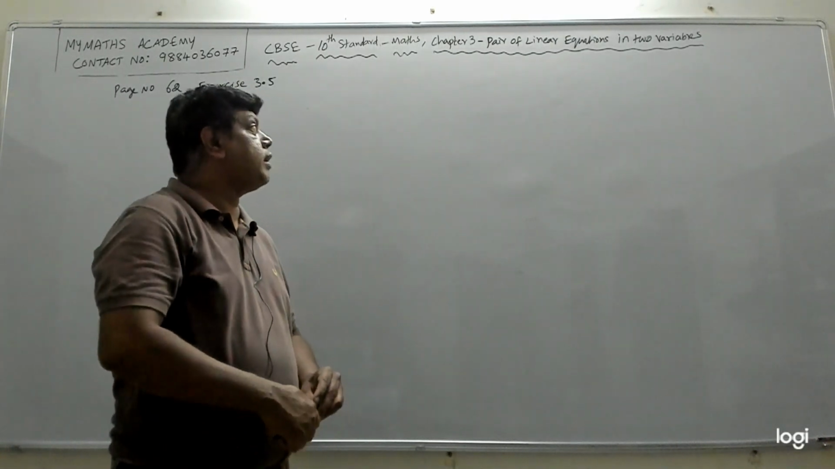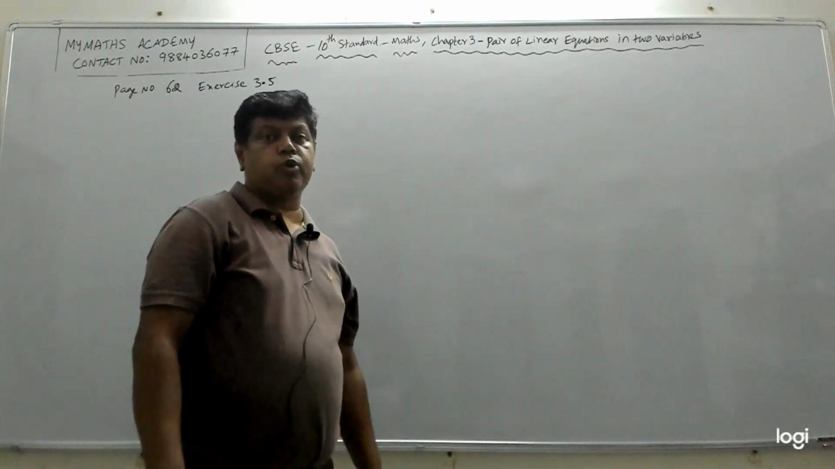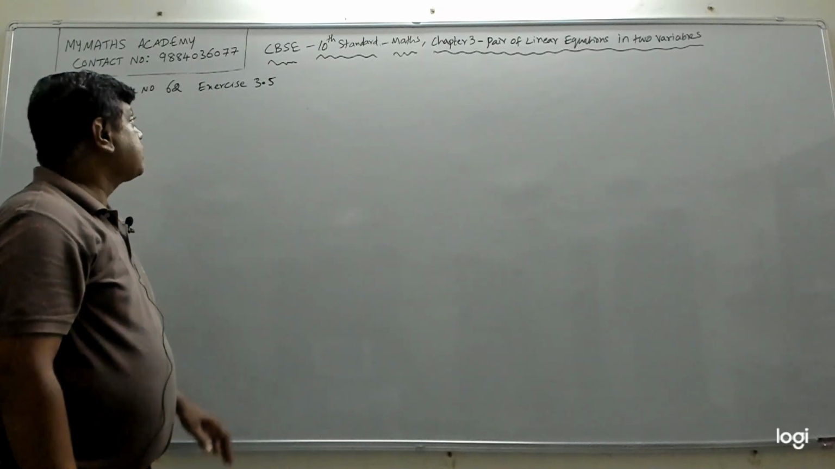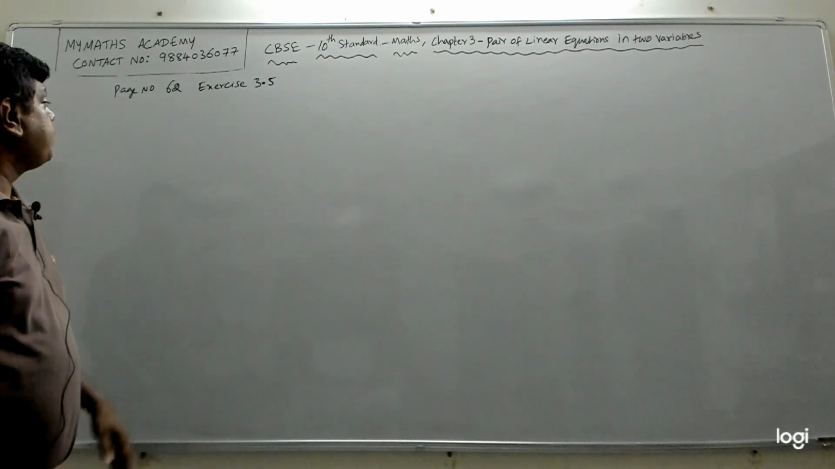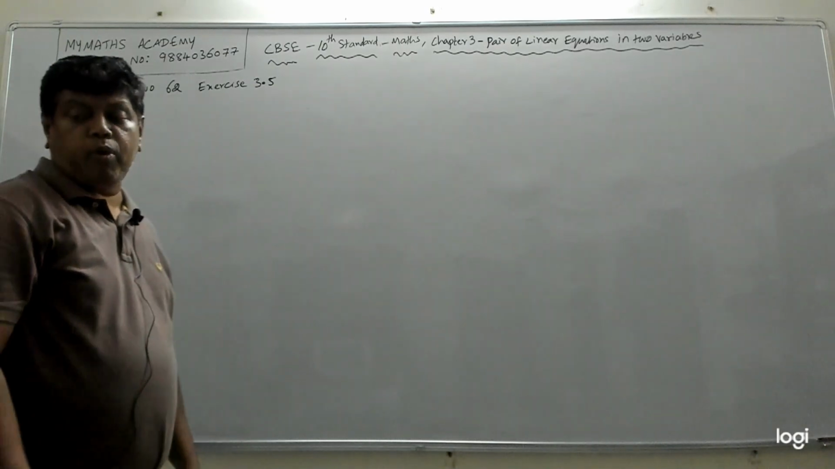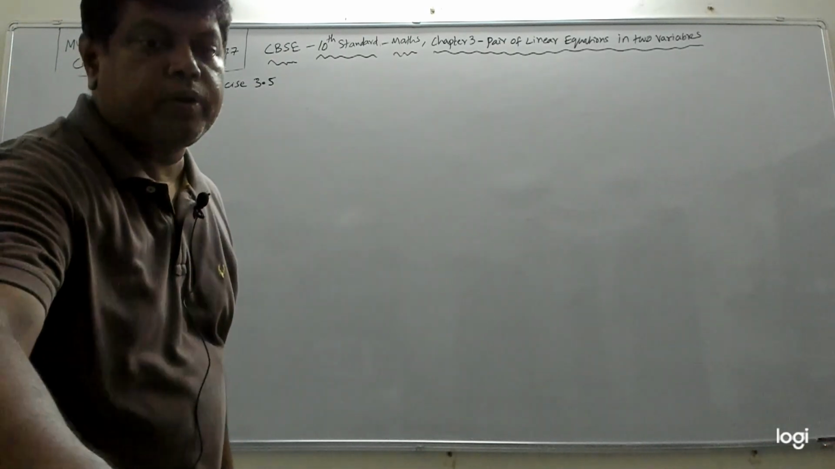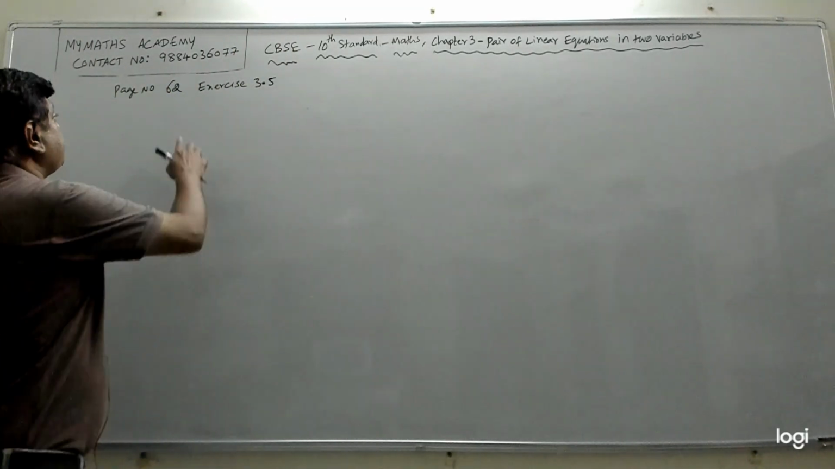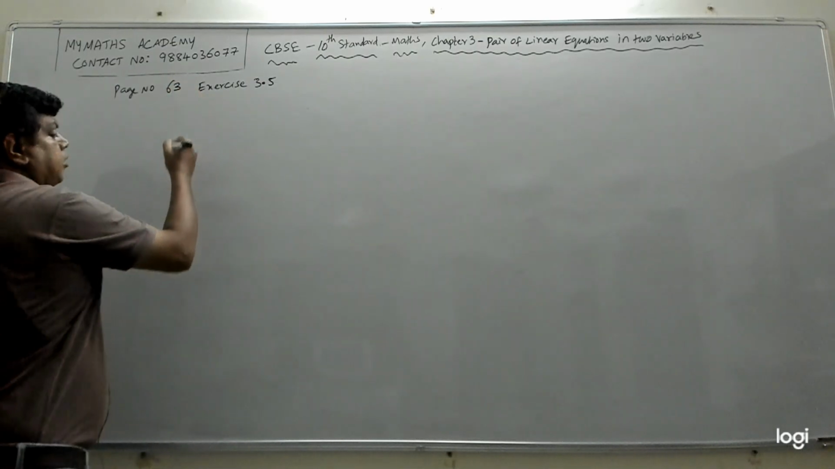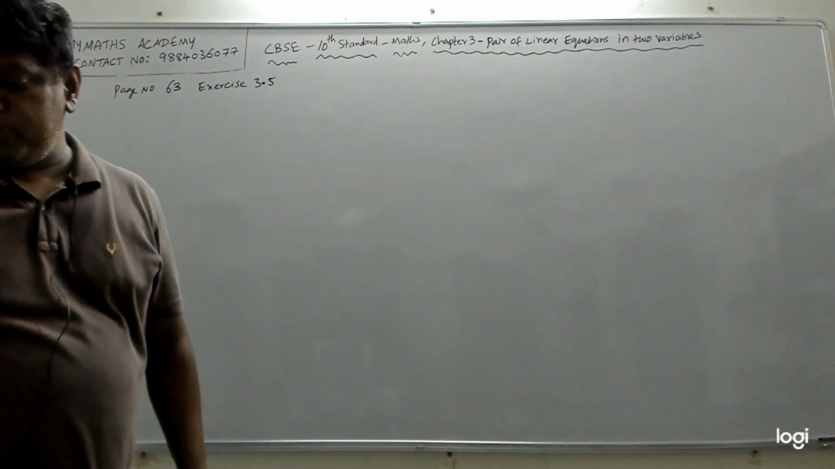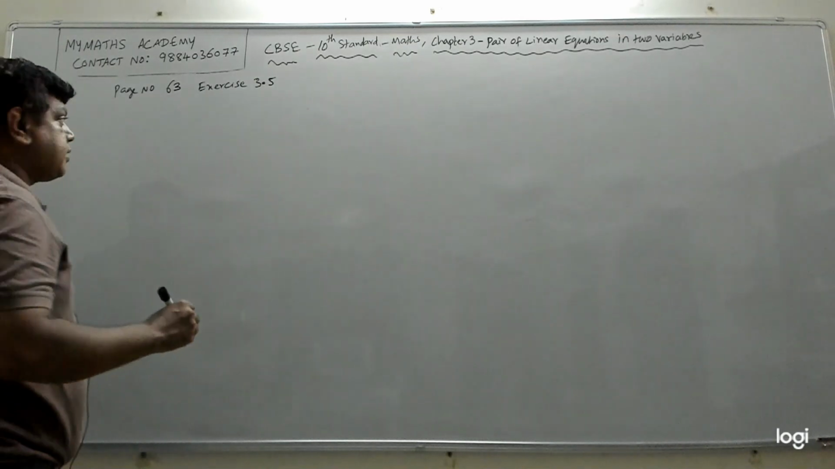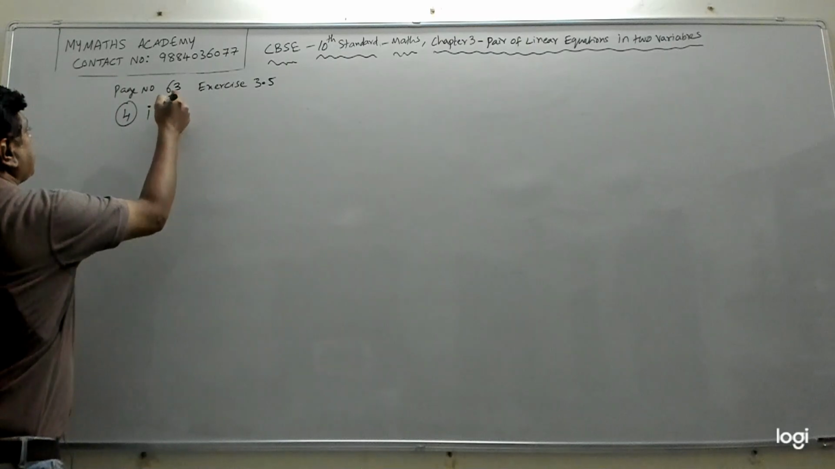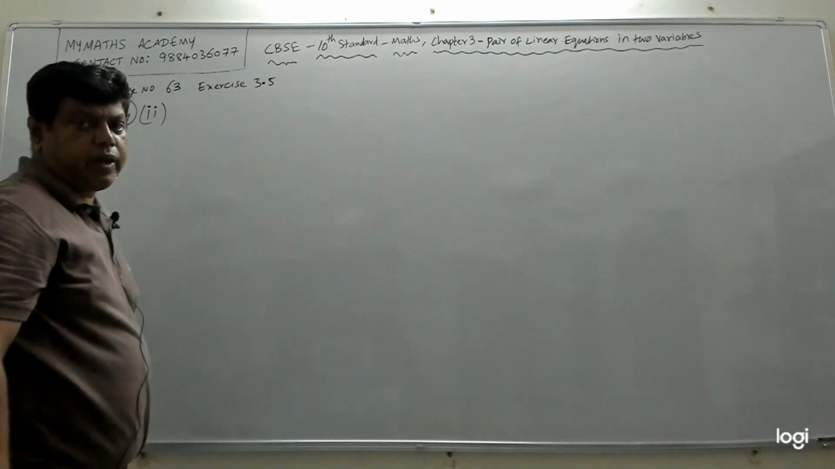In this session, we will continue with pair of linear equations in two variables for 10th standard CBSE mathematics. So in this, we will continue on exercise 3.5, page number 63. We will continue with fourth problem, second sub-problem, in page number 63, exercise 3.5.